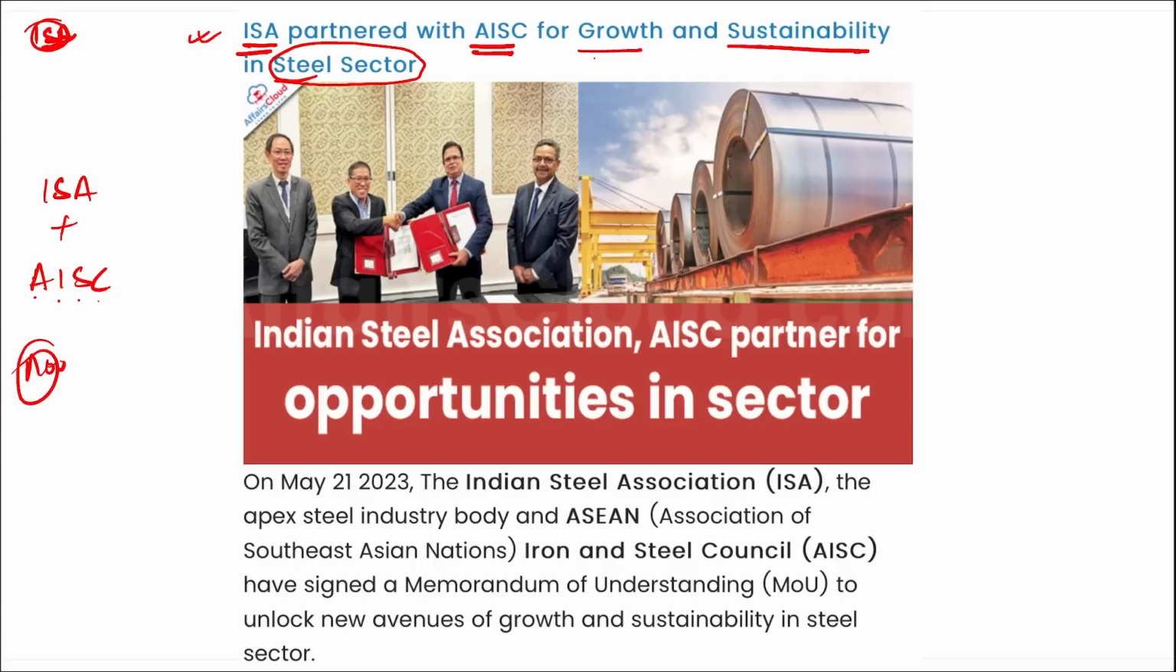They signed this MOU together to develop growth in the steel sector. Here the MOU signed for the bilateral cooperation aims to support strength, expertise and resources of both organizations to unlock new avenues for growth, innovation and sustainability in the steel sector. If we talk about ISA, that is your Indian Steel Association, it was established in 2014. President here will be Dilip Oommen and the headquarters is in New Delhi.